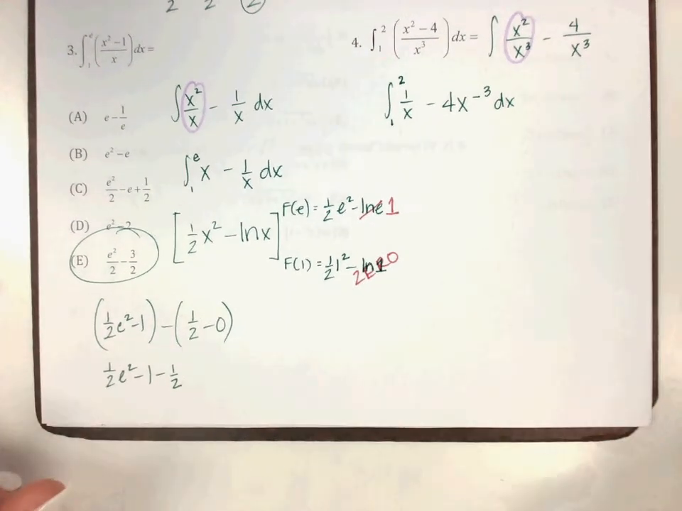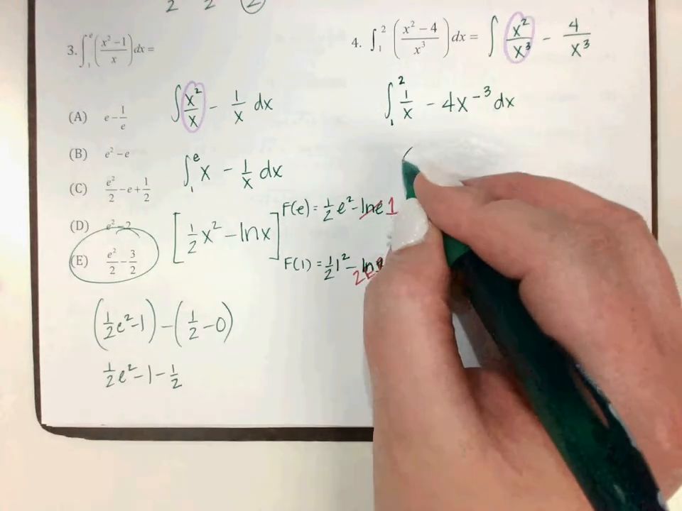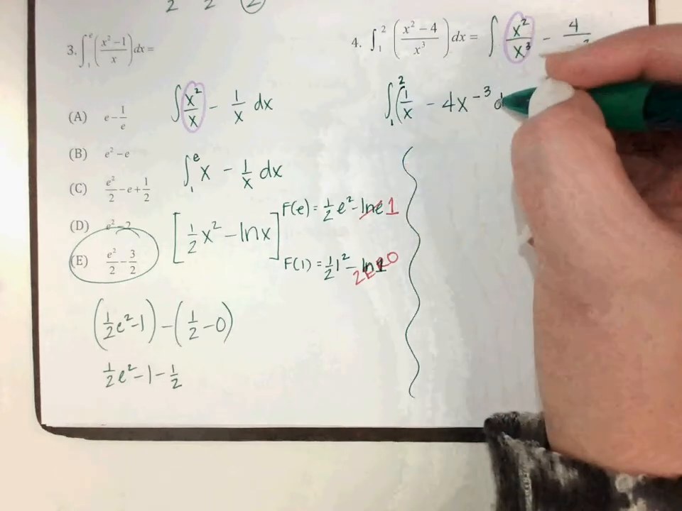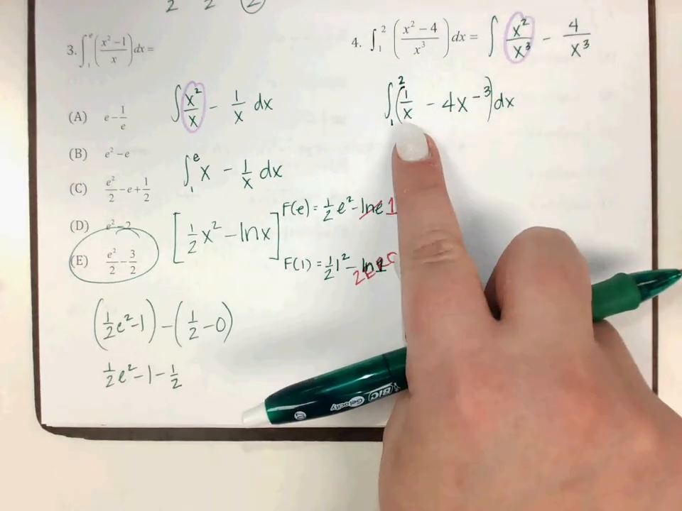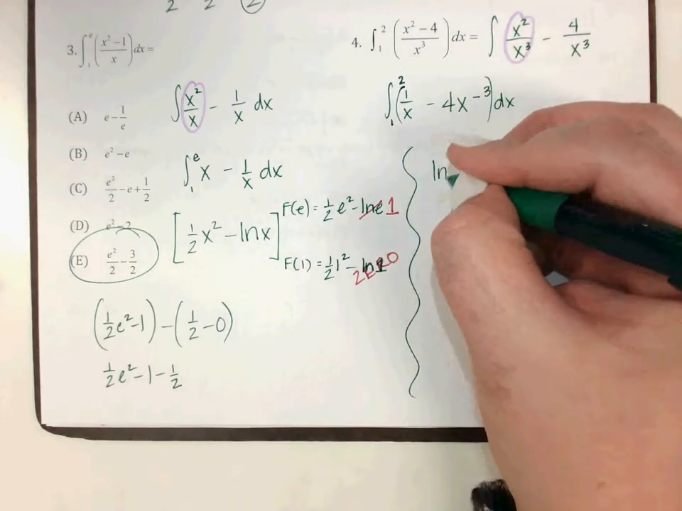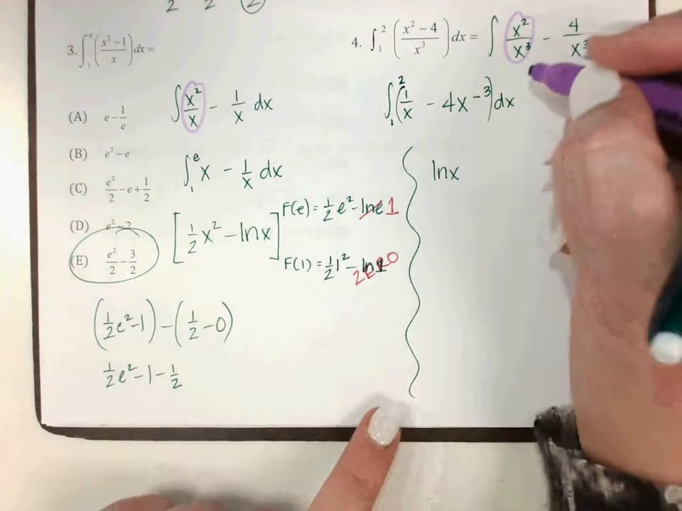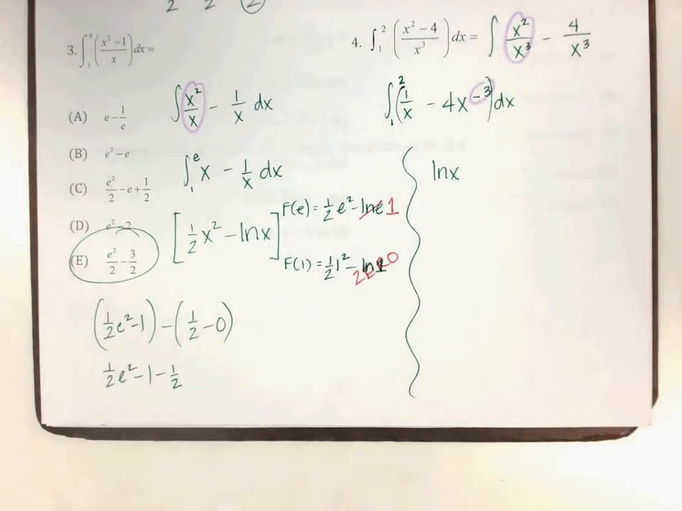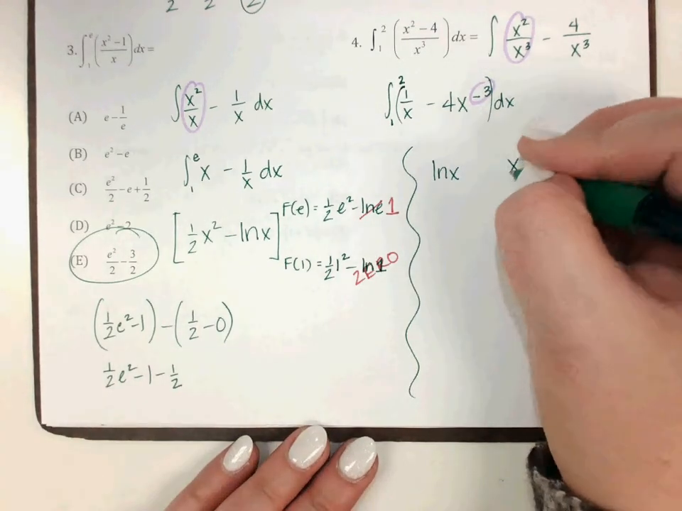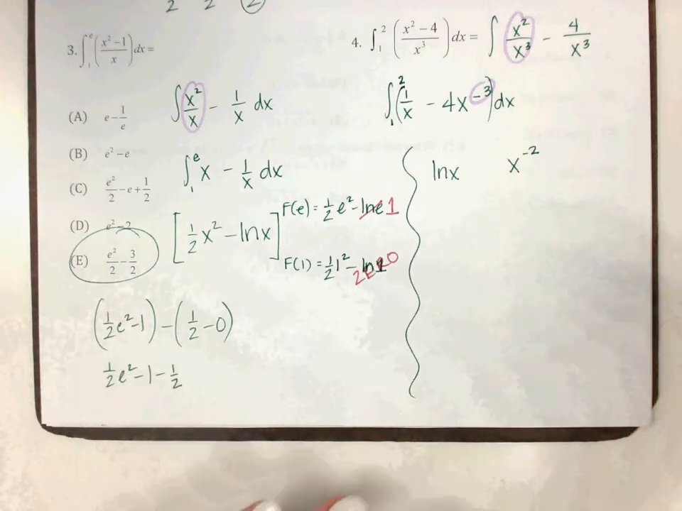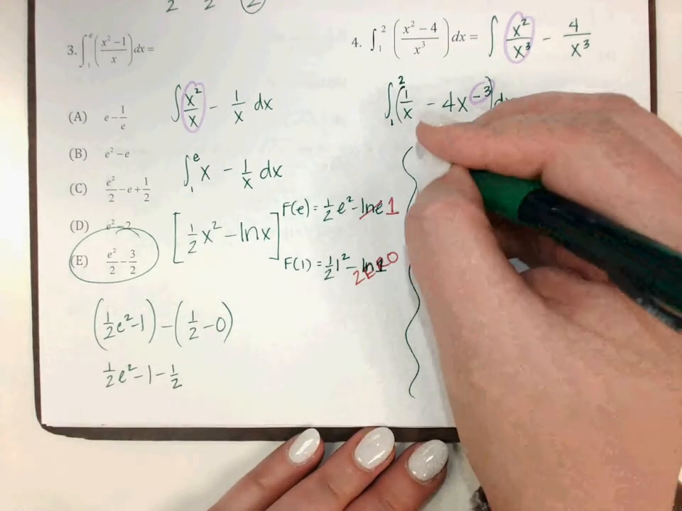Okay, number 4. Antiderivative of 1 over x. What do you get there? ln x. Okay, here I have to add 1 to negative 3. What's negative 3 plus 1? Negative 2. But then I have to divide negative 2 by the negative 4. It turns to a plus 2.